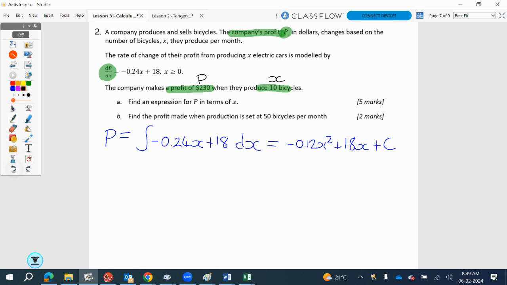So we need to put this information in. We get 230 equals negative 0.12 times 10 squared plus 18 times 10 plus c. Oh, I've written that wrong. It's negative 0.12 times 10 squared, and then plus 18 times 10, plus c. How do we get the answer of that? We can just solve, and c equals 62.